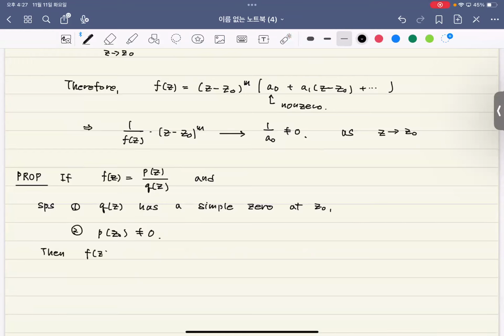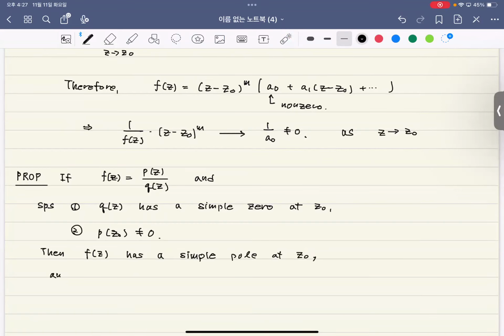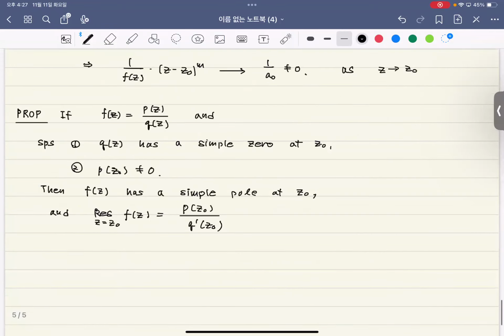f of z has a simple pole at this point, and the residue at this point is p of z0 over q prime of z0. Okay. Well, at least at this point, this last statement is not that clear to me. So it requires a little proof.